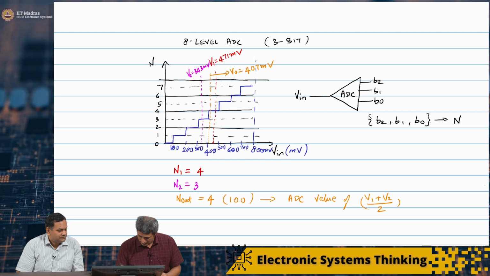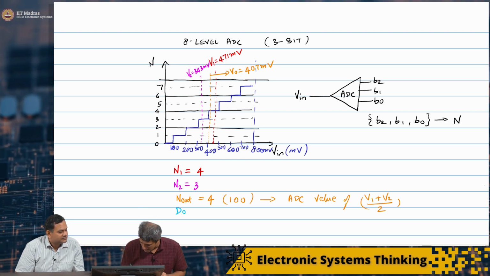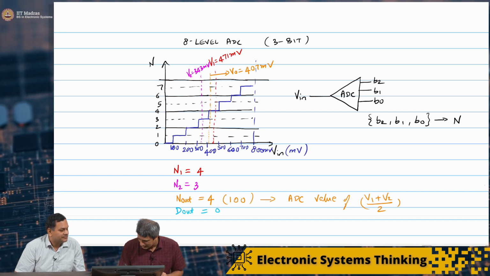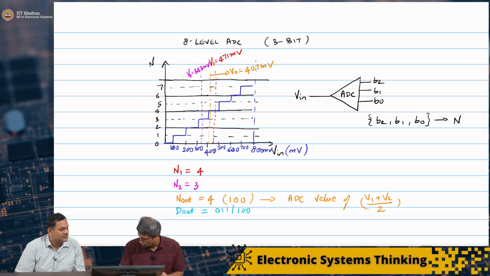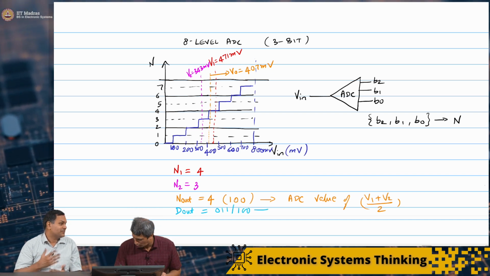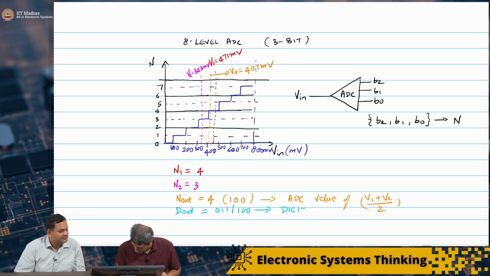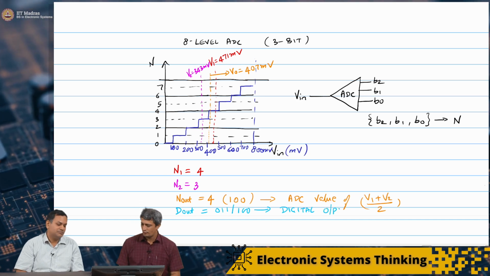And on the other hand, I have the other Dout, the digital out, as either 0, 1, 1 or 1, 0, 0, depending on whether we choose to round up or round down. So this is the digital output.